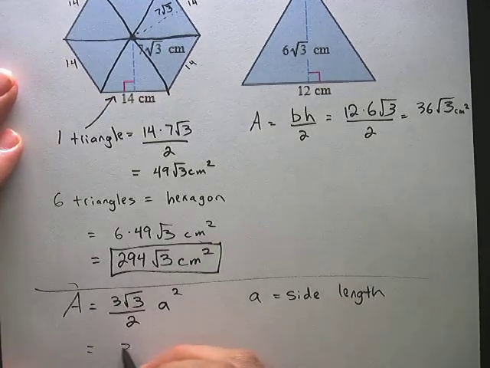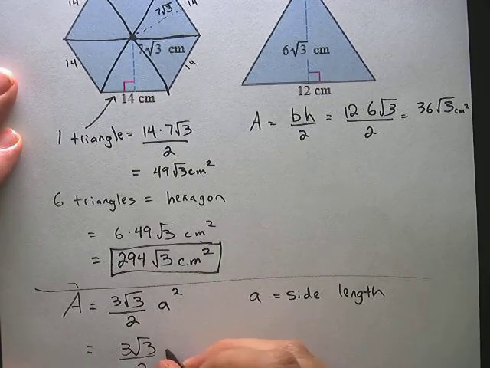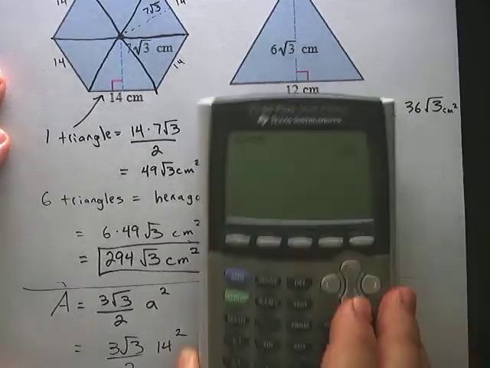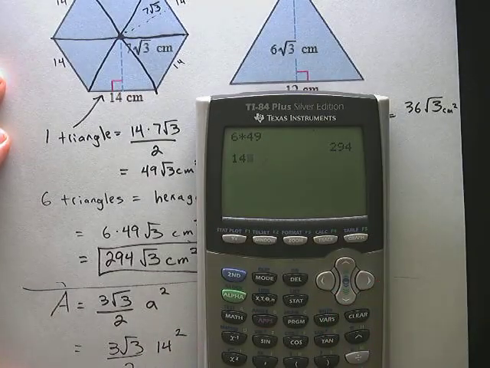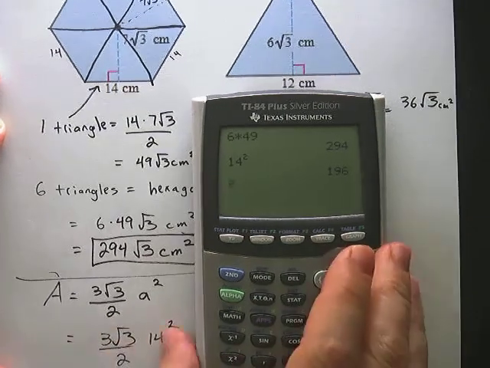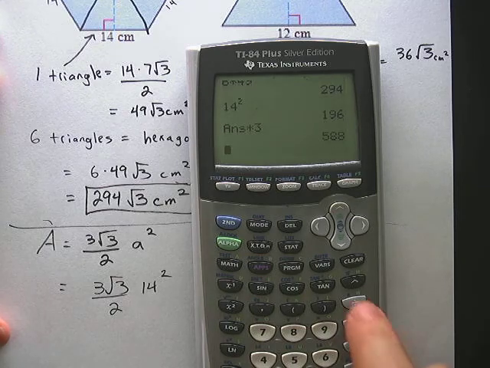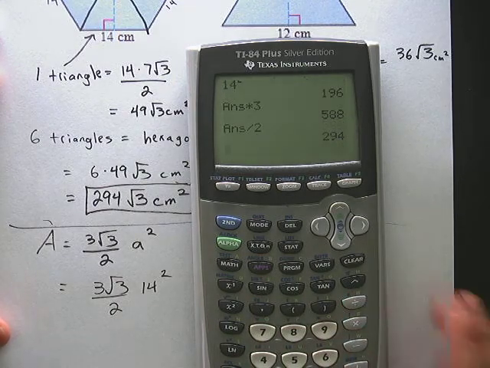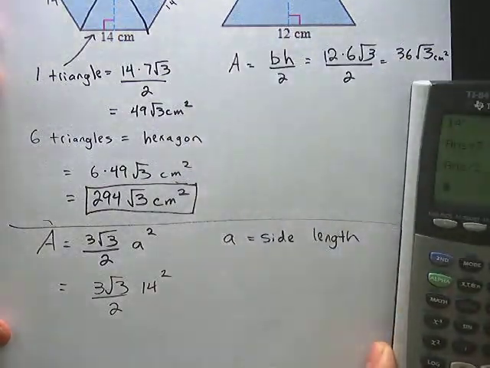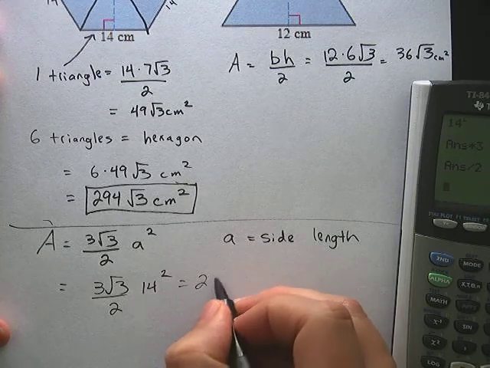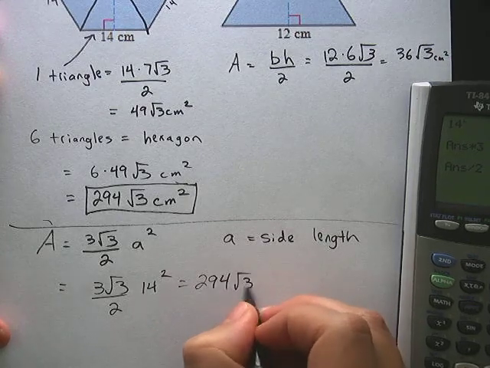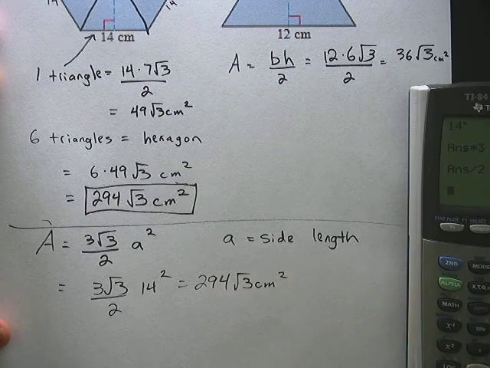So that's just pretty much a plug and play deal. We do 3 square roots of 3 over 2 times 14 squared. Let's see what 14 squared is. Then we'll leave the square root of 3 alone, but we will times that by 3 and then divide by 2. So times 3, divide by 2, and we get 294 square roots of 3. So 2 different ways of doing it.